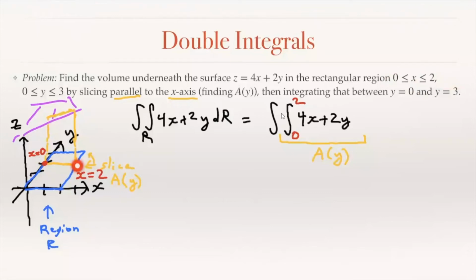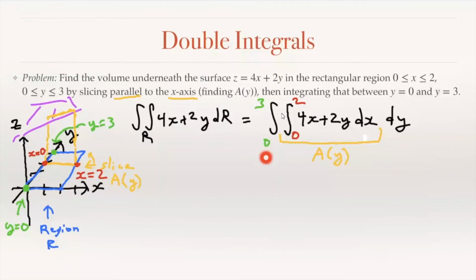We're holding y constant. And then we're going to let this cross-sectional slice move from y equals 0 up to y equals 3, adding together all of those little tiny slice volumes, dy. So y equals 0 to y equals 3 of those slices dy. So that would be our setup for this way.